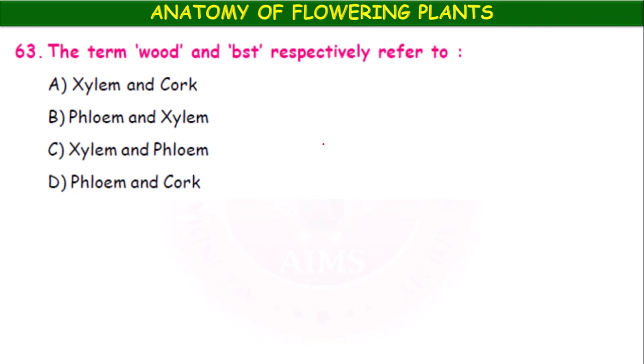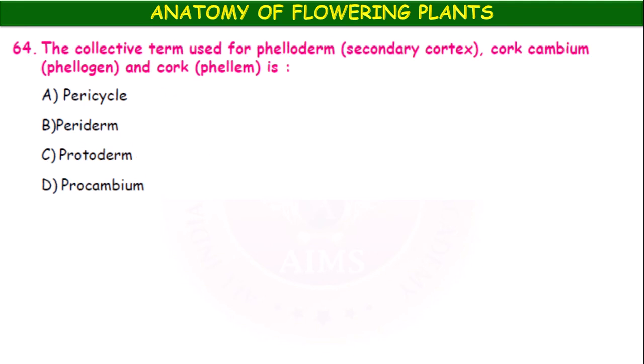The terms wood and bast respectively refer to xylem and cork, phloem and xylem, xylem and phloem, phloem and cork. Xylem and phloem. The phloem fibers are called bast fibers, and the xylem will form the wood during secondary growth.